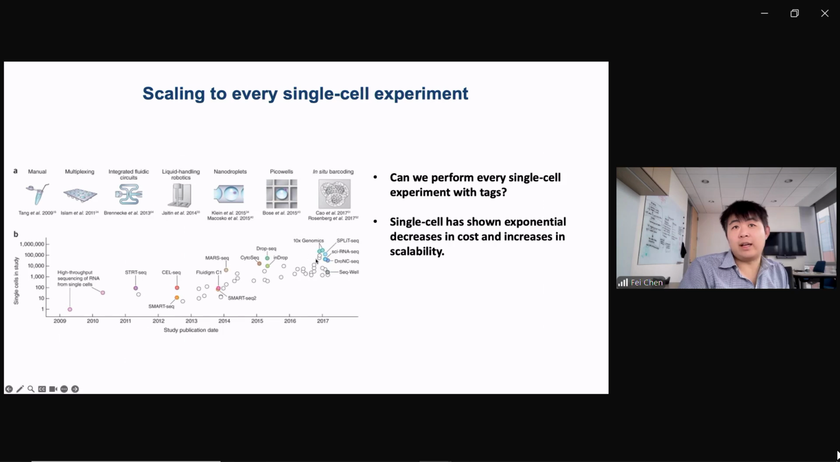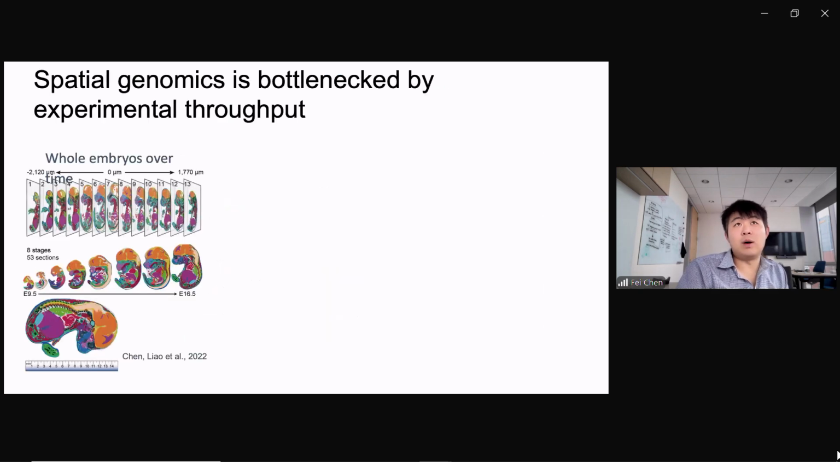So right now, as single cell costs come down, what's actually the bottleneck to doing this sort of thing on every single cell experiment? Well, one thing is it's been really bottlenecked by experimental throughput.